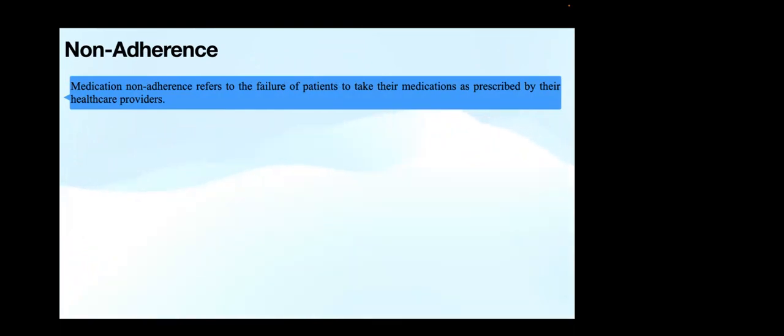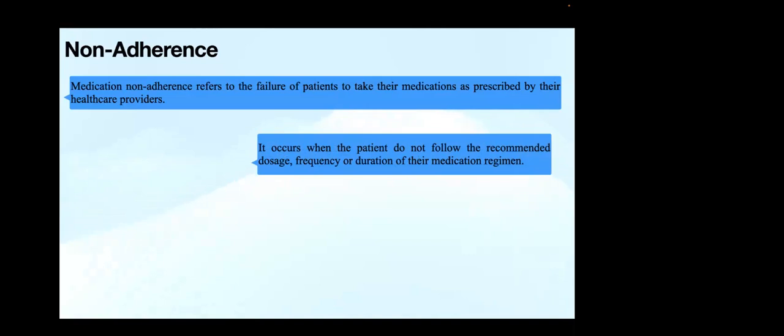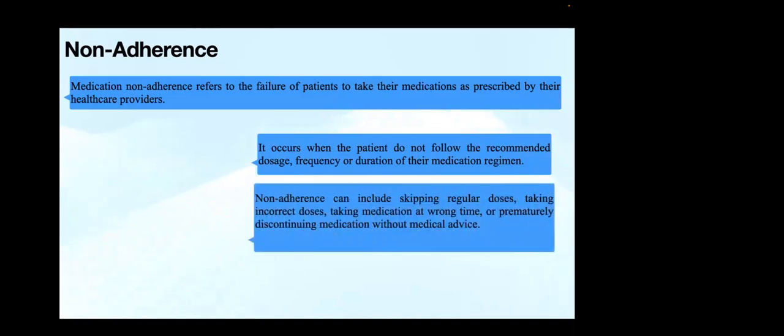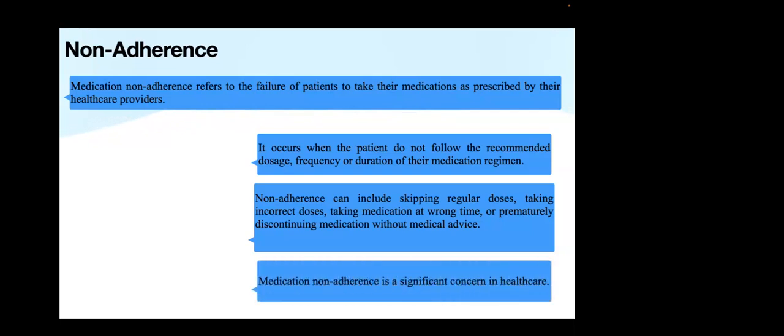Let's see how non-adherence is important as a drug-related problem. I already suggested that you have to understand medication non-adherence. The definition of medication non-adherence refers to the failure of the patient to take their medication as prescribed by their healthcare providers. It occurs when the patient does not follow the recommended dose, frequency, or duration of their medication regimen. Non-adherence can include skipping regular doses, taking incorrect doses, taking medications at the wrong time, and prematurely discontinuing medication without medical advice. In a country like India, this is the major issue: prematurely discontinuing medication without medical advice. Patients assume that they have completed the dose and they are good, they are feeling good, and they discontinue by themselves. So that is the biggest challenge, to make them understand.